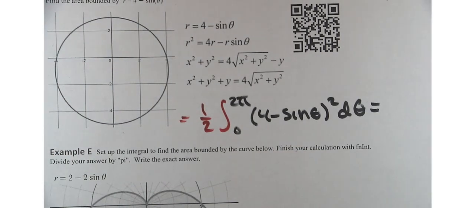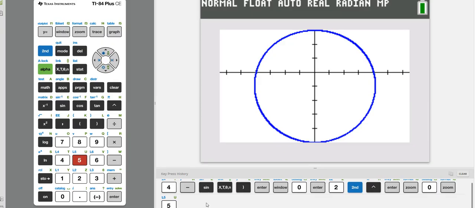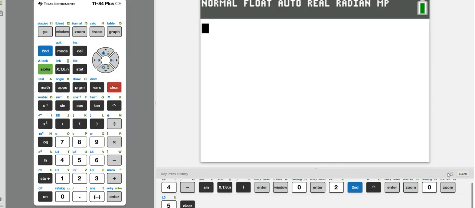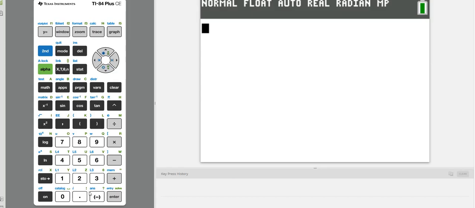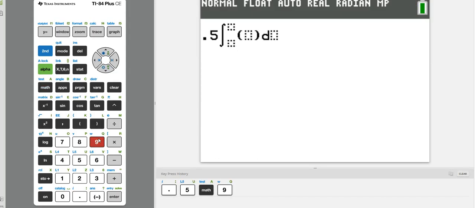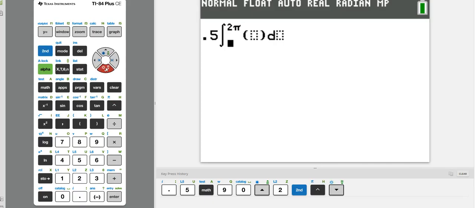Let's remind ourselves of our favorite function on our graphing calculator, which is Math 9, right? So let's go back to our calculator and see if we can figure out exactly what value this is. So a little hocus pocus here coming up. I'm going to put the 0.5 out in front of my integral, and then Math 9, integral from 0 to 2 pi. Make sure your calculator is in radians. I don't think this would work if your calculator wasn't in radians. You're going to need a double set of parentheses.